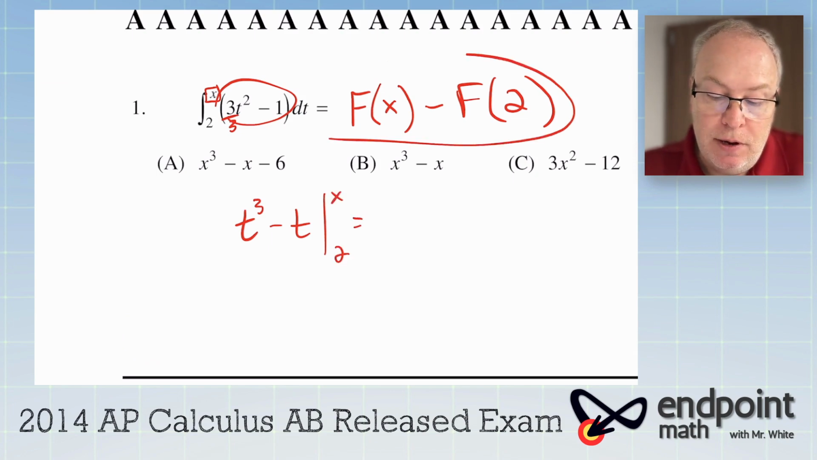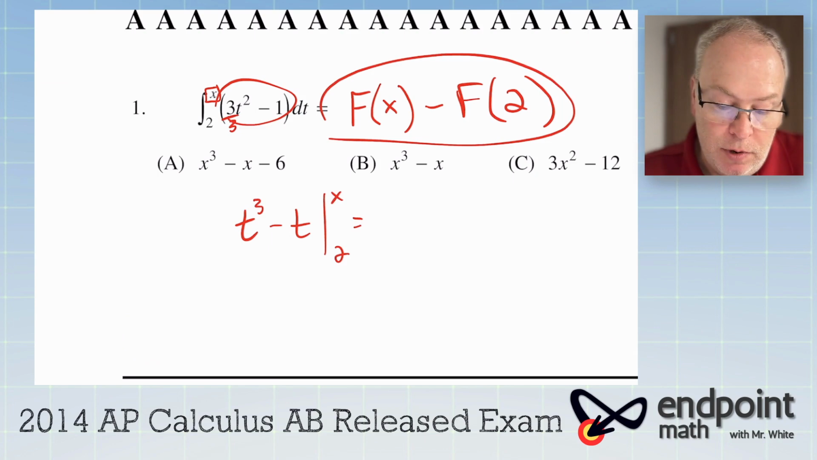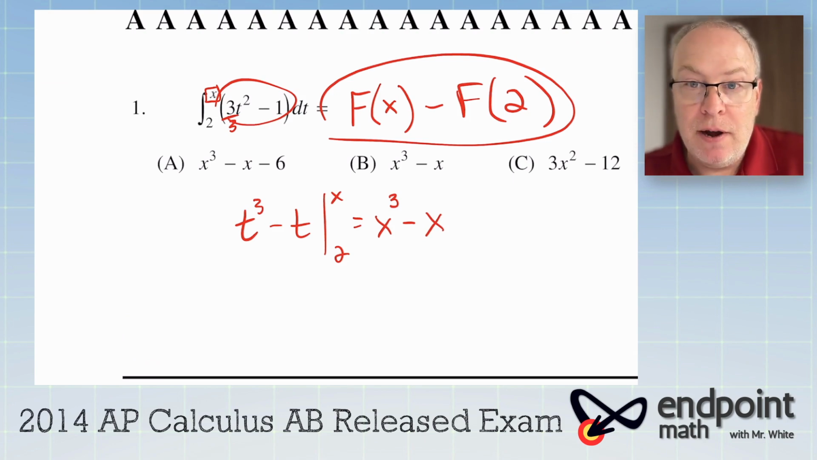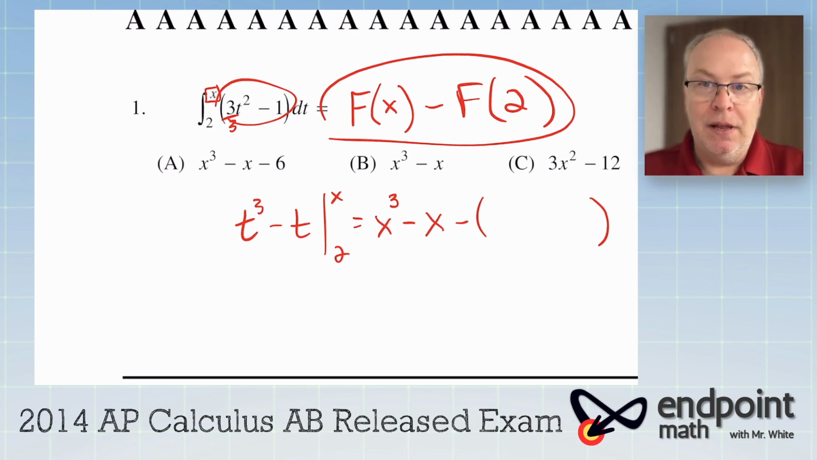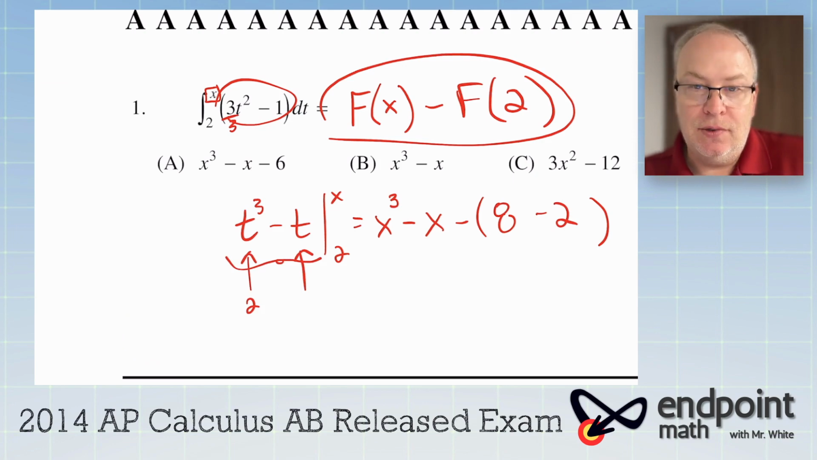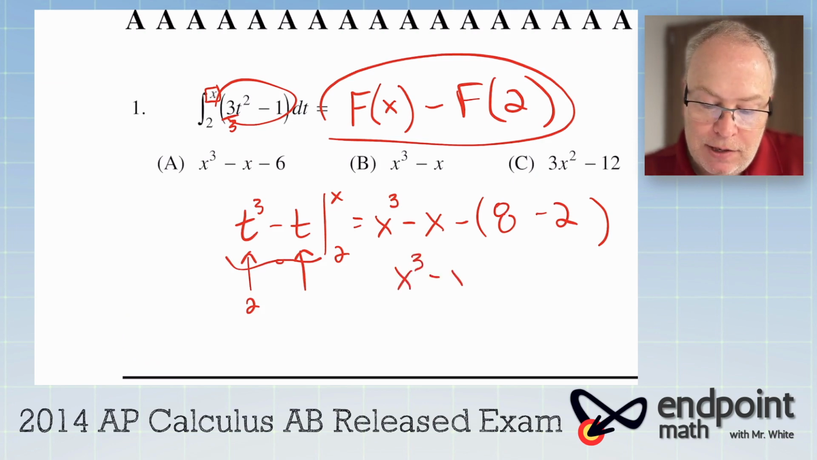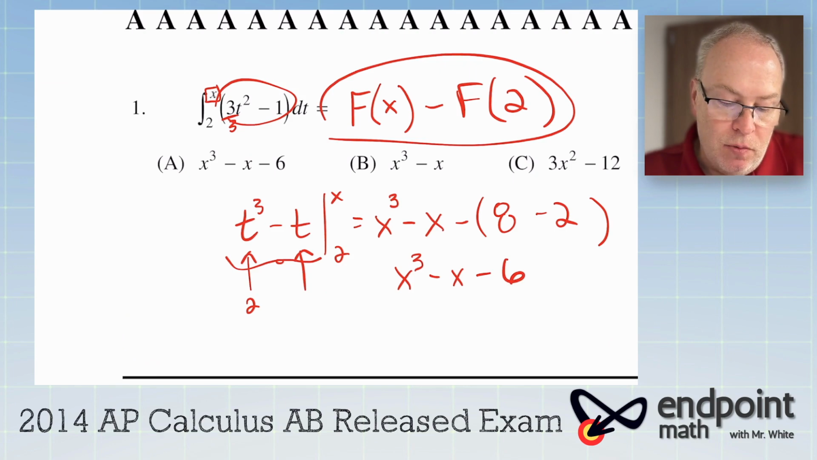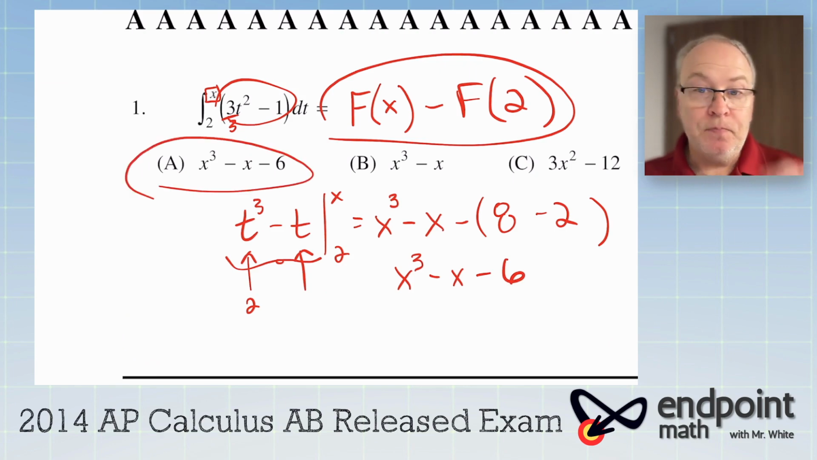So this is where I'm going to go ahead and plug the 2 in. We always plug the upper bound first: x to the third minus x. And you see some of those answers up above have that, right? But don't forget, you also have to subtract capital F of 2, 2 plugged into the antiderivative. So here's the antiderivative, and we're going to put 2 in here and here. That would be 8 minus 2, which is 6. So we're looking for x to the third minus x minus 6, which is right here, answer A.